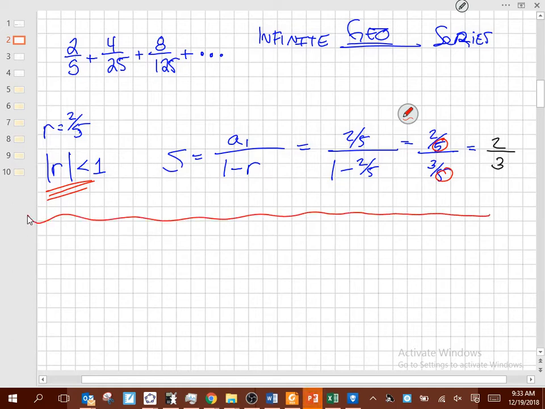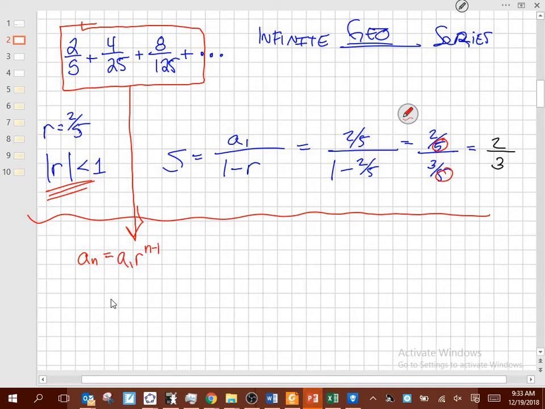When you see this on the final exam, they're not going to provide you the list this way. Is that list generated by some a sub n equaling a sub 1 r to the n minus 1? It's geometric, right? So a sub n for us in this list would be 2/5 times r, which is 2/5, to the n minus 1, right?